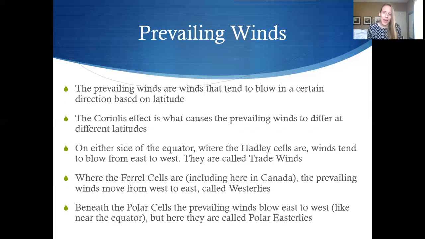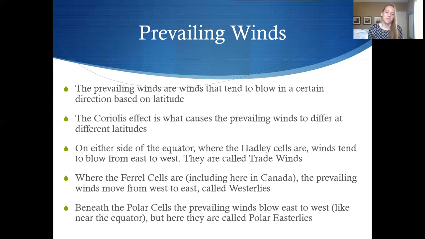Okay, the prevailing winds are just winds that tend to blow in a certain direction based on latitude. The Coriolis effect, which we'll talk about in a moment, is what causes the prevailing winds to blow in different directions at different latitudes. If you look on either side of the equator, the winds tend to blow from east to west. We call them the trade winds. Over Canada, where the Ferrel cells are, the prevailing winds tend to move from west to east. We call them the westerlies.